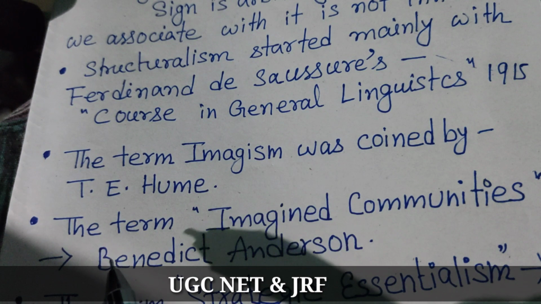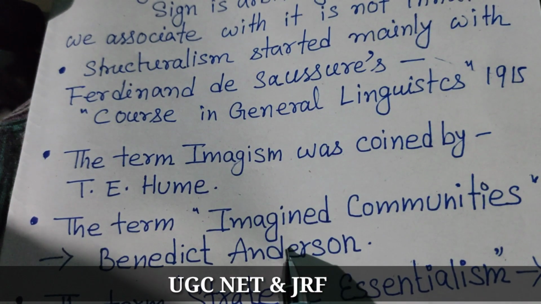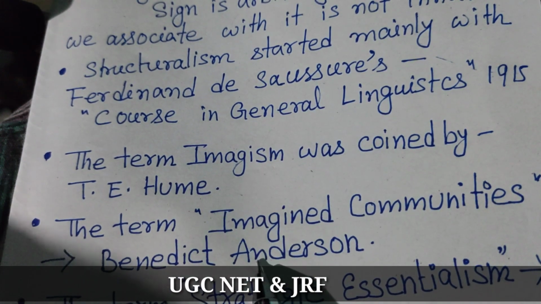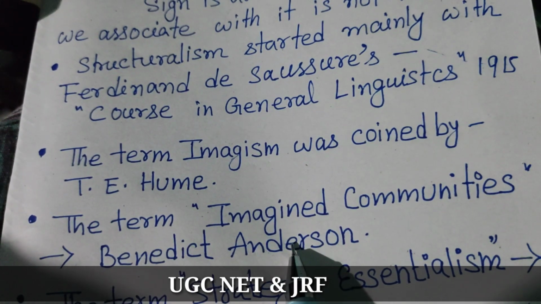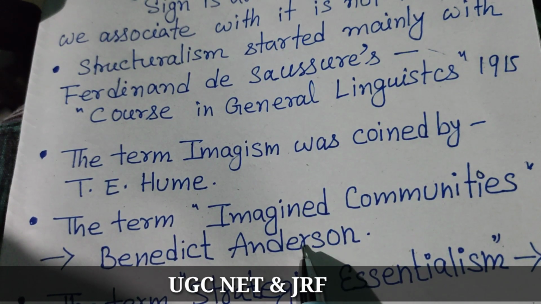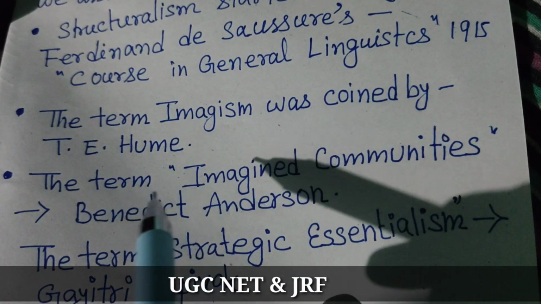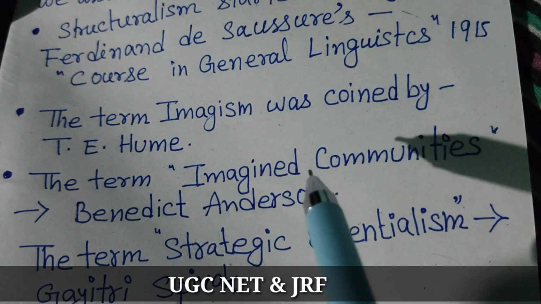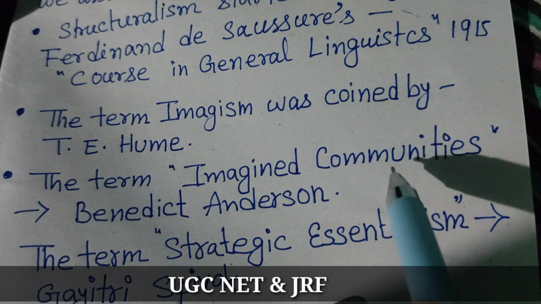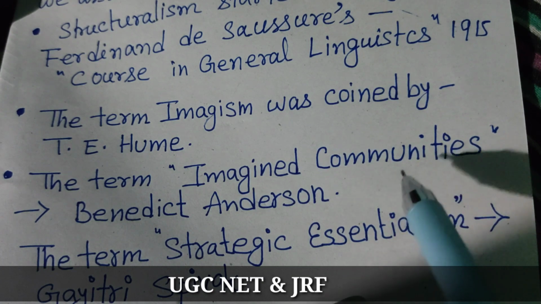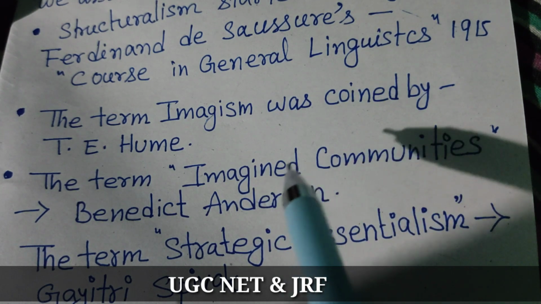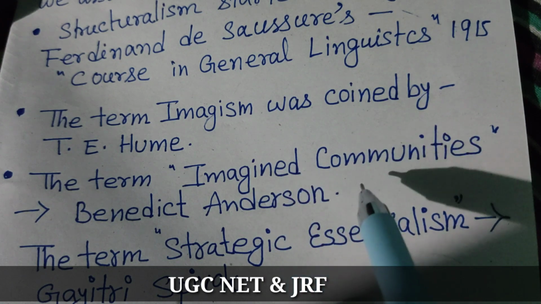The term imagined communities was coined by Benedict Anderson. So what does it mean by imagined communities? Benedict Anderson was doing research on the concept of nation, and he said that this concept of nation is imaginary. It is a kind of imaginary concept that we build through social associations, social communities. So it is a socially constructed notion. The term nation is a concept that is socially constructed.